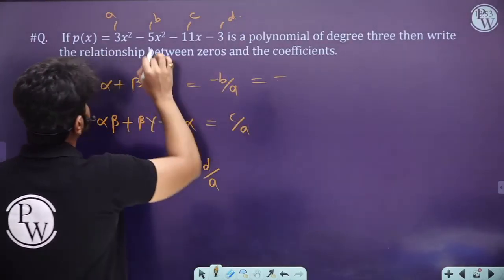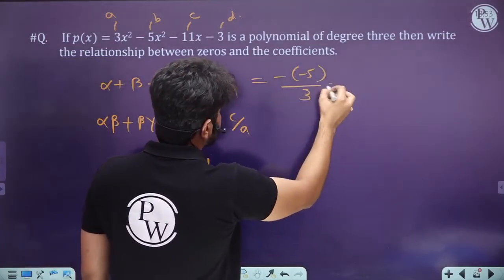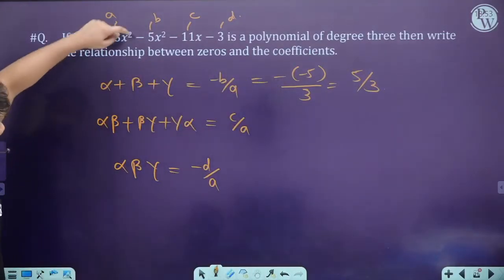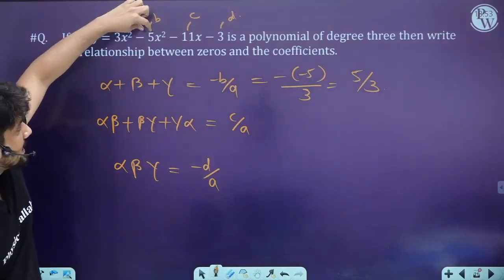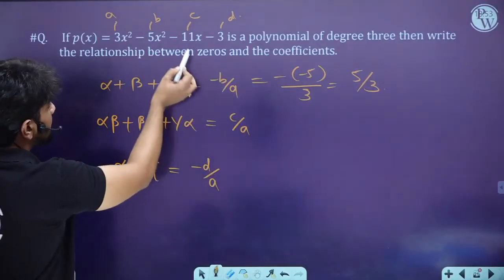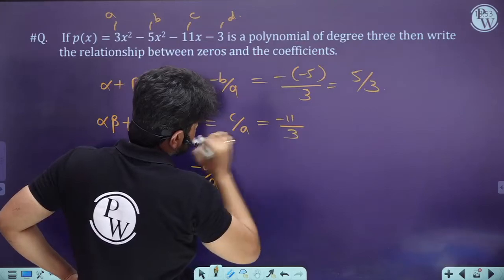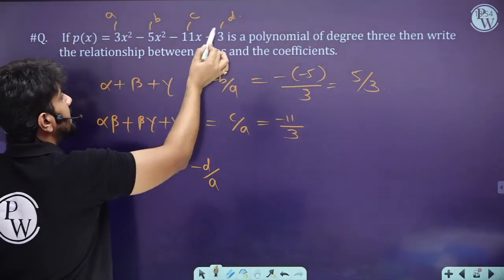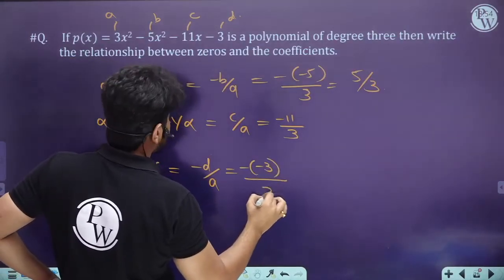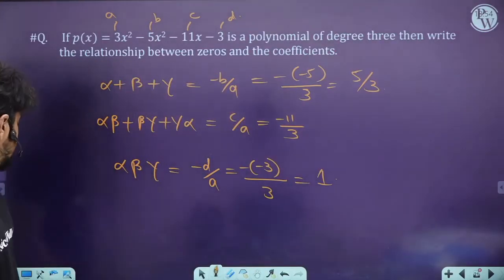Okay. So minus, what's the value for B? Minus 5 by the value for A is 3. So minus of minus 5 by 3, that is plus 5 by 3. Minus B by A. See, B is already negative, so minus B by A will give us positive. Plus C upon A, so C upon A means minus 11 by 3. Then minus D by A. D is minus 3, so minus of minus 3 divided by A, which is 3, will be 1. So that's it. This is our answer for this question.